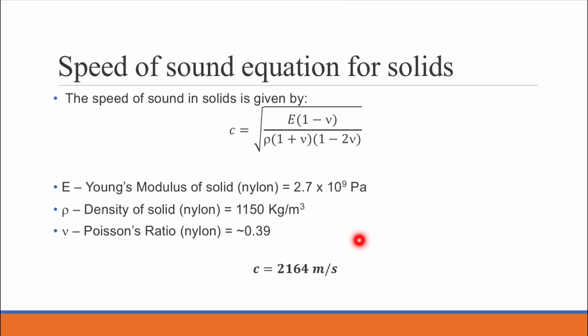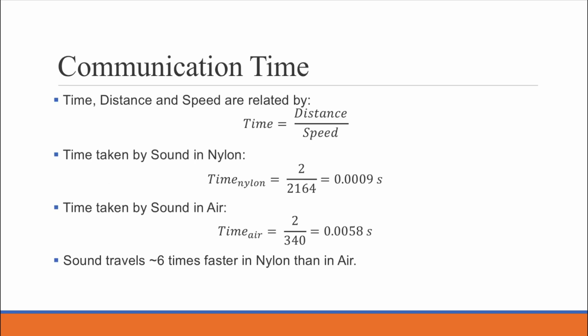So when we plug in all the values, you get the speed of sound in nylon to be 2164 meter per second, which is pretty fast compared to the speed of sound in air, which is only 340 meter per second. So now we know the speed of sound in nylon and air. The distance is fixed between two people, which is 2 meters. Let's calculate the time taken for the sound to travel from person A to person B.